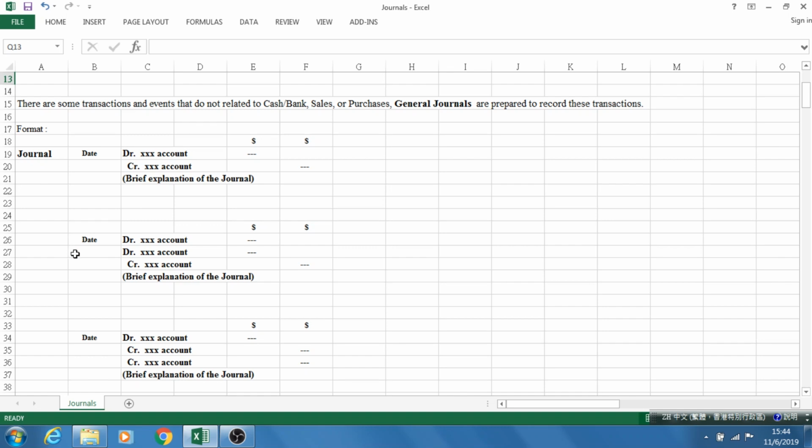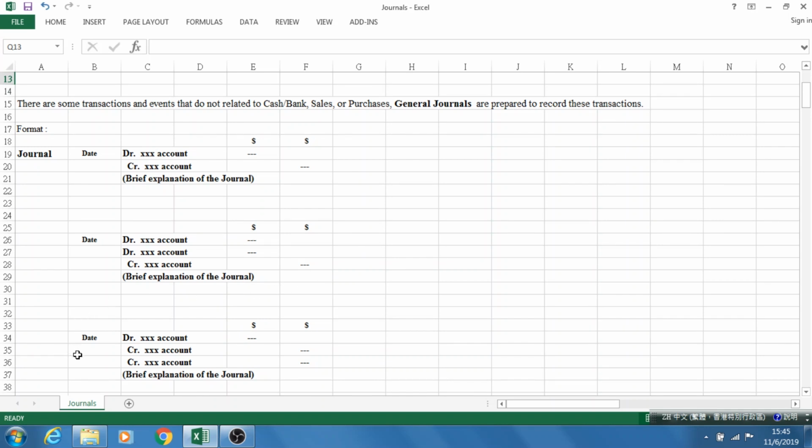Example 2. First is the date. There are two debit to accounts to record the debit entries, amount. One credit to the account to record the credit entry, amount, and then a brief explanation of the journal. This journal involves more than two ledger accounts. Debit total should be equal to credit total.